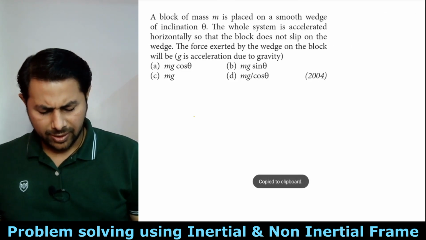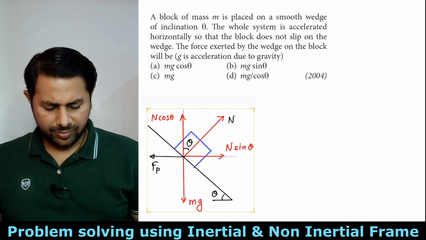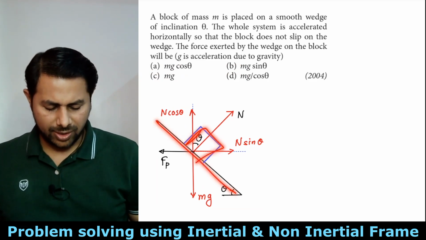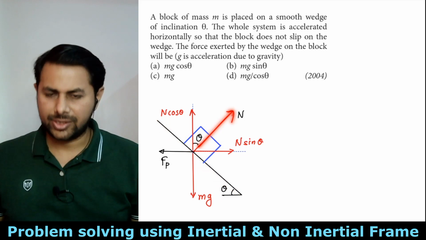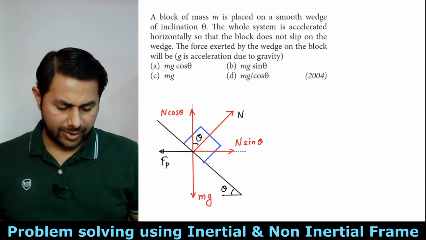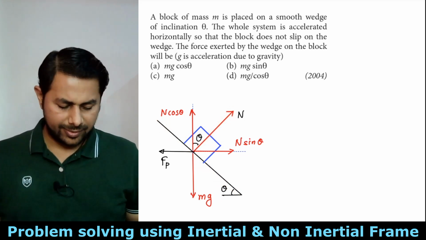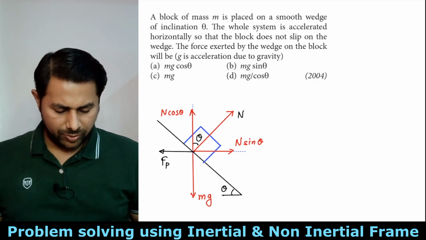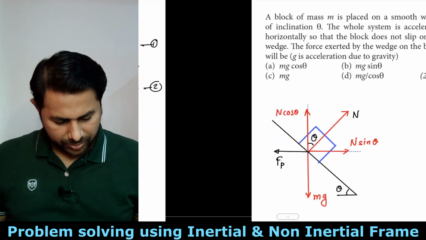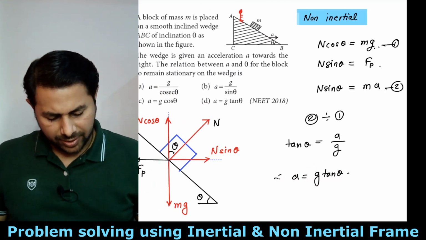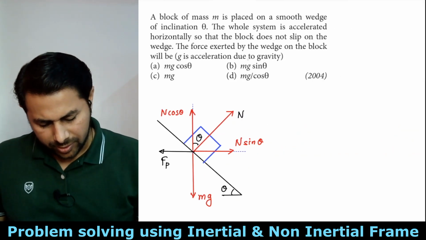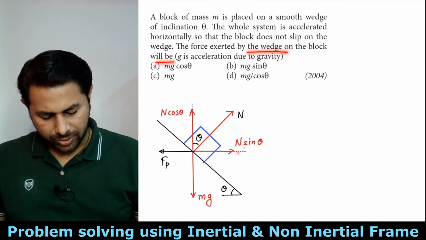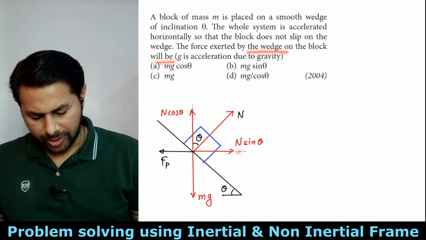In this case, the diagram would be the same. This is the wedge, this is the block, and there would be this normal reaction acting on the block, right? Then it's very simple. We know what we had just found: a is equal to g tan theta. Force exerted by the wedge on the block will be, okay.